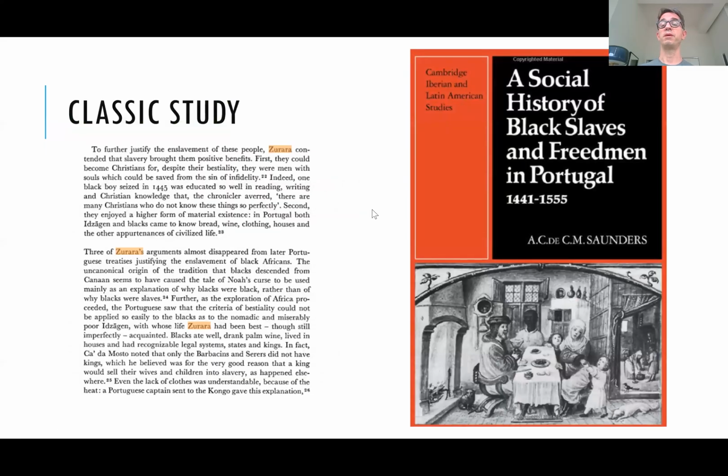Okay. So if you want to read more about this, there's a classic study here, A Social History of Black Slaves and Freedmen in Portugal. That's a place I'm going to look for maybe records of some of these Black people. Maybe they wrote works in Portuguese in this period. I don't know. This is a book from the early 80s, and you may want to pause and just read through this.